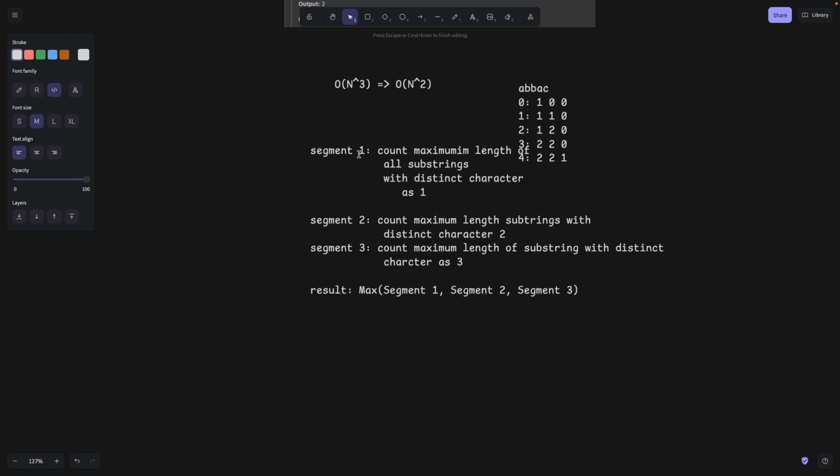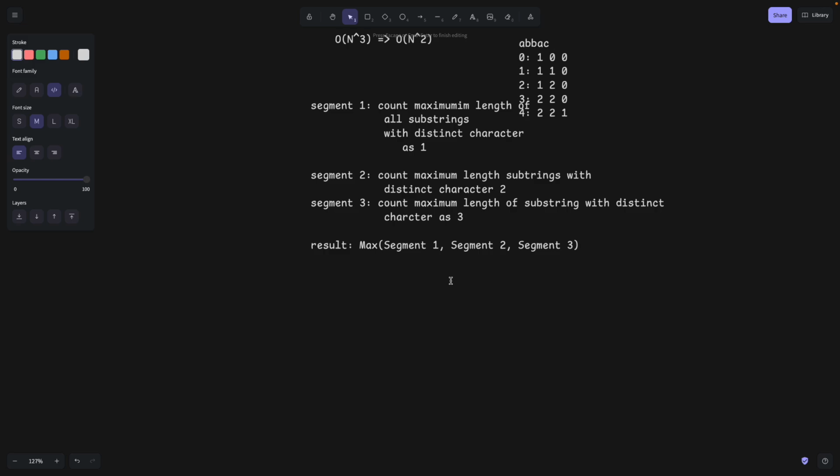So finding the maximum length of the substring which has distinct character count 1 is very easy. We iterate over the string and count the length of the continuous same characters. So this part is easier. Segment 2 is also a bit easier if we talk about prefix sums. We'll get segment 2 and segment 3 as a bit similar to evaluate.